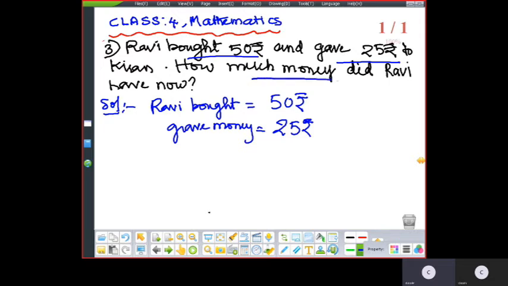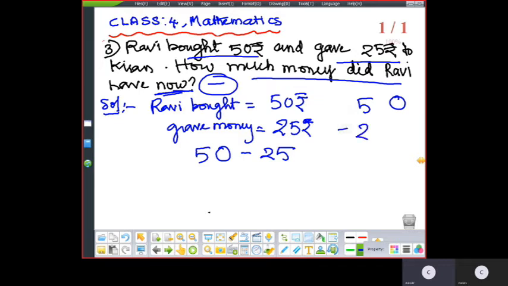Now, how much money does Ravi have now? Now means what you will do here? Subtraction. "Now" is the keyword where you have to do subtraction. So, from 50 rupees, if you subtract 25 rupees, you will get to know how much money is left at present. So, let us do the subtraction part.